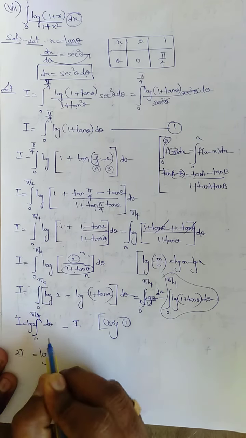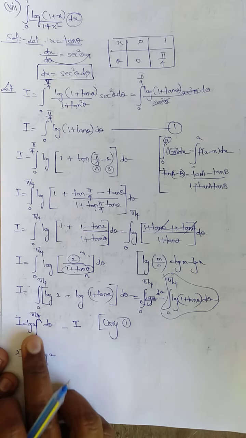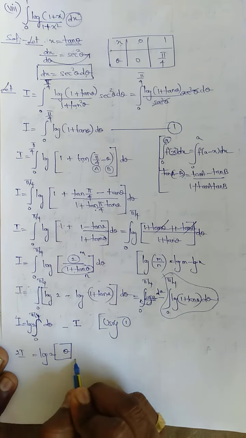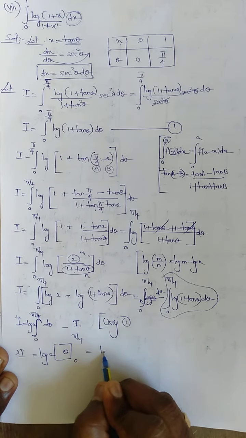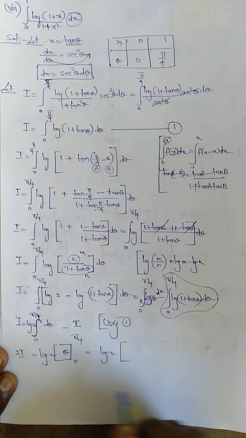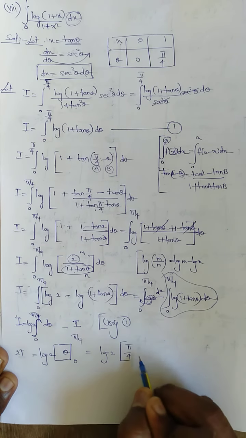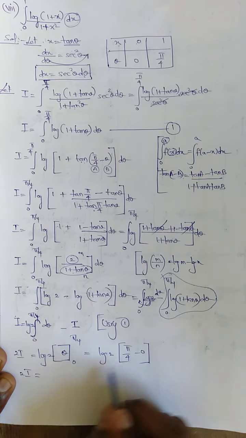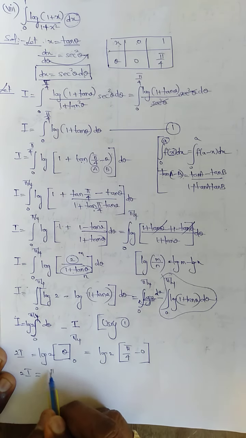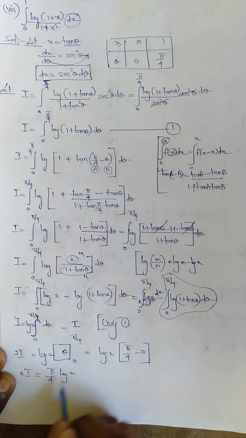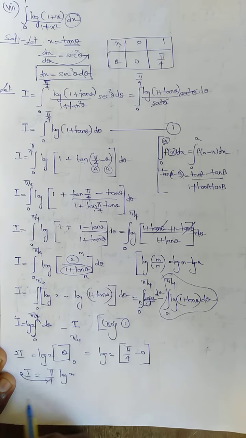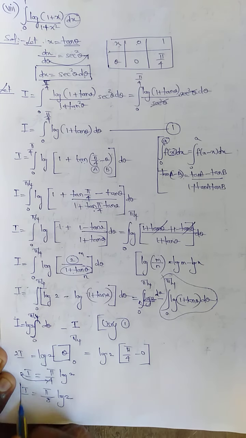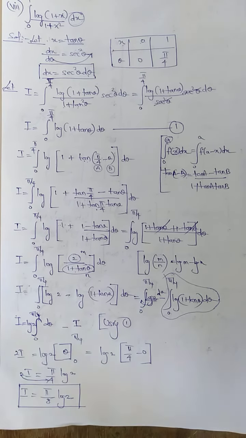Integration of d theta. Integration of dx is x, so integration of d theta is theta. What is the limit present here? The limit is nothing but 0 to pi by 4. Therefore, log 2, open the bracket, upper limit minus lower limit. Therefore, 2I is equal to pi by 4 into log 2. This 2 comes here, 2 4s are 8. I is equal to pi by 8 into log 2, which is the required answer for this sum.